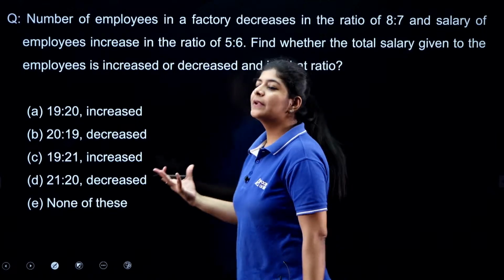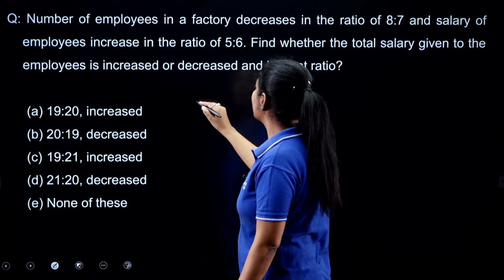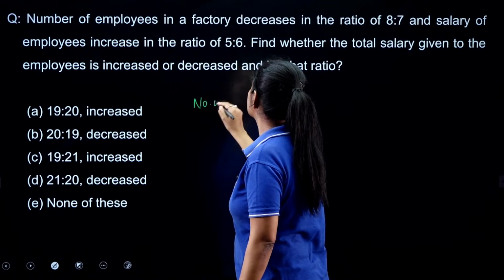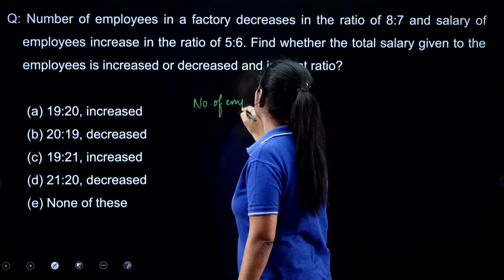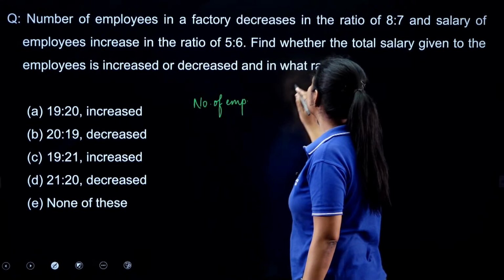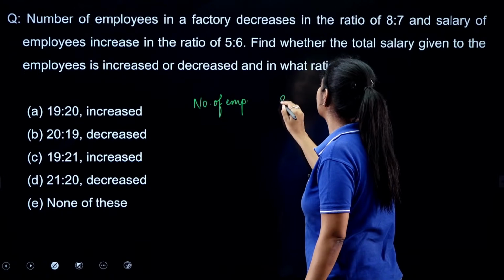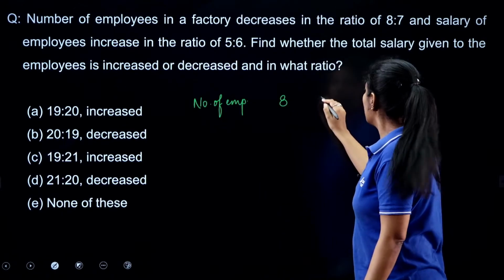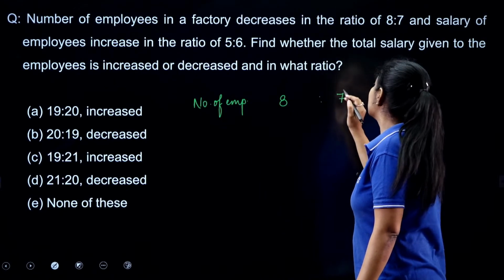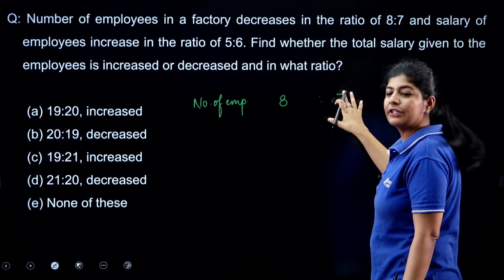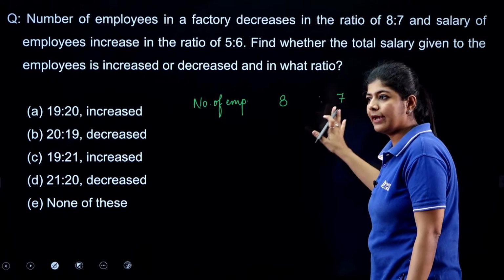It's a very simple one here. What we are having is the number of employees. Initially, let's suppose we are having 8 employees. Now the number of employees who stay in the organization is 7 only, right?